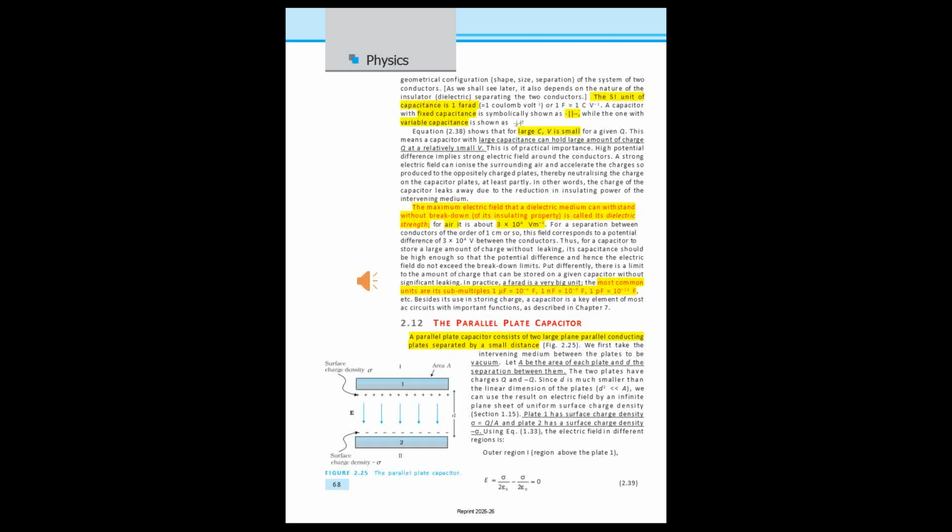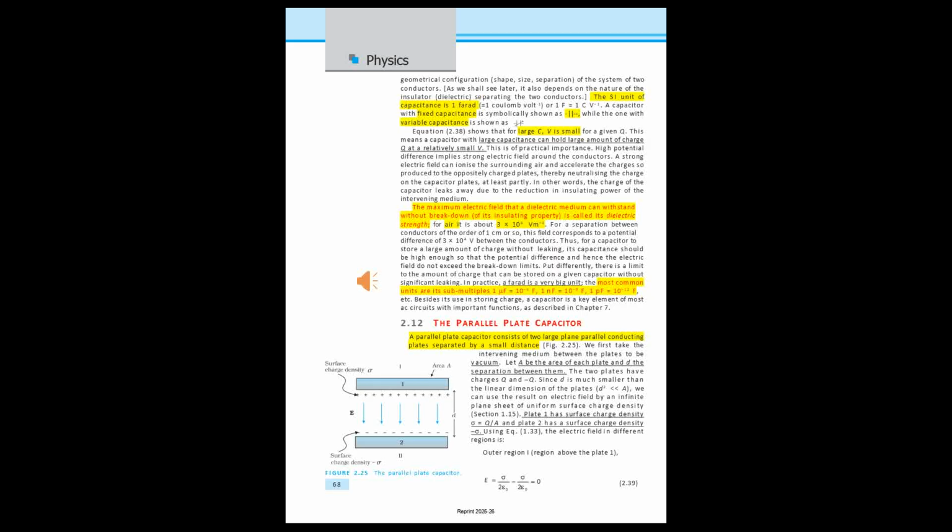The parallel plate capacitor. A parallel plate capacitor consists of two large plane parallel conducting plates separated by a small distance, figure 2.25. We first take the intervening medium between the plates to be vacuum. Let A be the area of each plate and d the separation between them. The two plates have charges Q and minus Q. Since d is much smaller than the linear dimension of the plates, d² much less than A, we can use the result on electric field by an infinite plane sheet of uniform surface charge density, section 1.15. Plate 1 has surface charge density sigma equals Q by A and plate 2 has a surface charge density minus sigma.